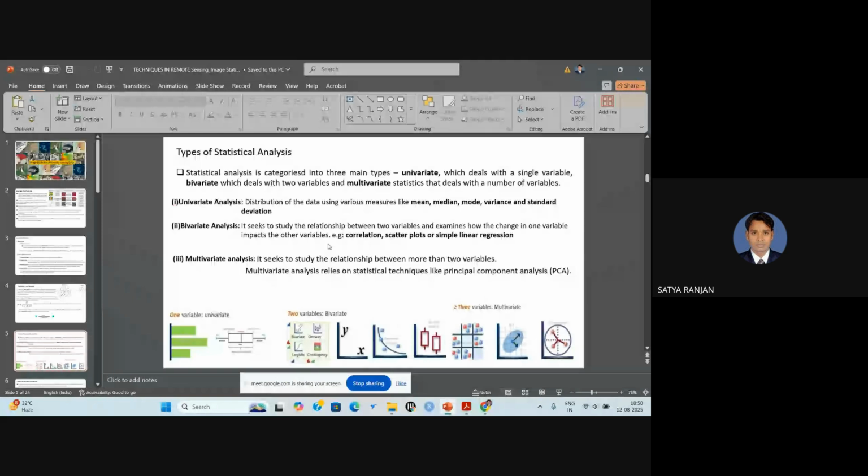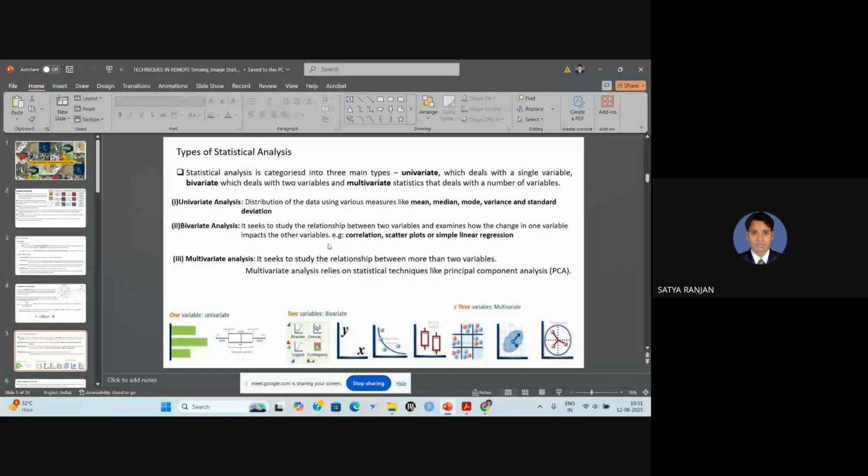Then multivariate analysis seeks to study the relation between more than two variables. If there are more than two variables, then we take it as multivariate analysis. One example is principal component analysis, called PCA. If different components of one feature are calculated like PC1, PC2, PC3 in different dimensions, say 10 or 12 dimensions, the features behave in different ways. These are calculated in different dimensions, so it is a multivariate analysis.